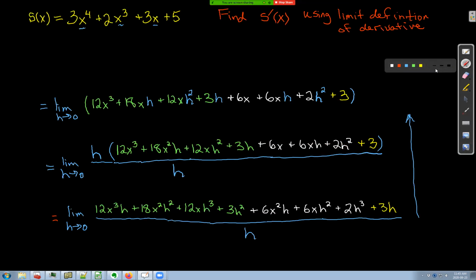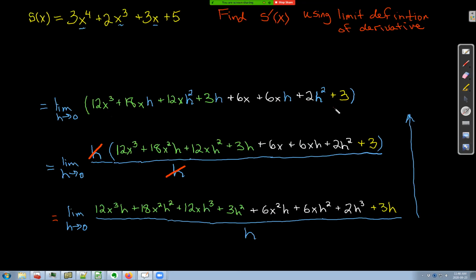And then, well, now there's a factor of h in the denominator and a factor of h in the numerator, so those can make 1. H divided by h makes 1, so the h's might as well not even be there. And so that gives us this expression right here. We don't have a fraction anymore because the h's turned into a 1, and now we have this expression.